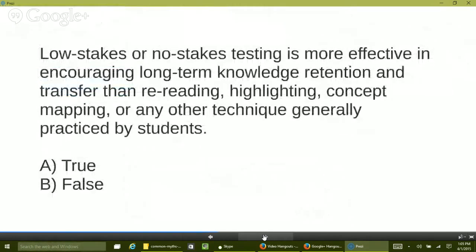Okay, now the next question is low stakes or no stakes. Most of you guys know this stuff. Sorry about that. These are supposed to be common myths. And when I've done this in a larger group, generally most people get the wrong answers. But okay, so this question is: low stakes or no stakes testing is more effective in encouraging long-term knowledge retention and transfer than rereading, highlighting, concept mapping, or any other technique generally practiced by students? Which is a very strong statement.